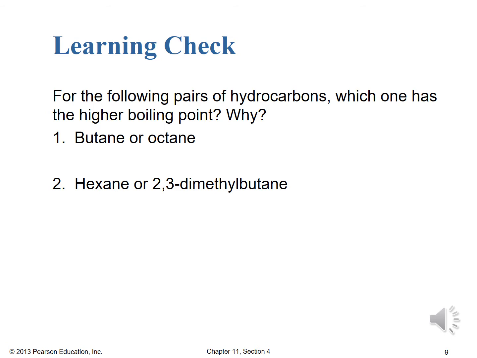For the following pair of hydrocarbons, which one has the higher boiling point and why? So number 1, butane or octane. Pick which one you'd expect to have the higher boiling point and explain why. And then number 2, hexane or 2,3-dimethylbutane. Select which of those two would be expected to have the higher boiling point and then give a reason why.